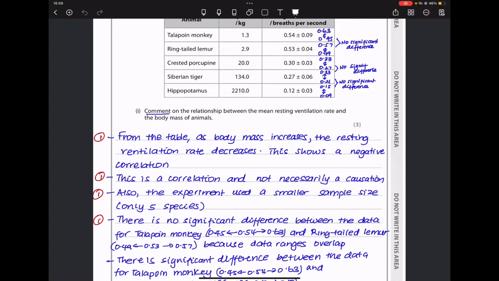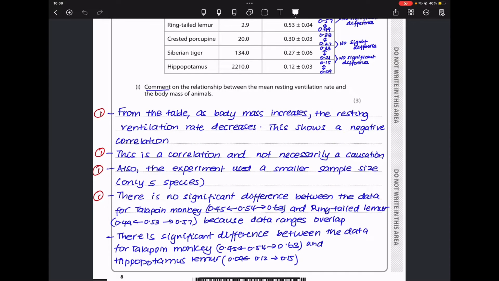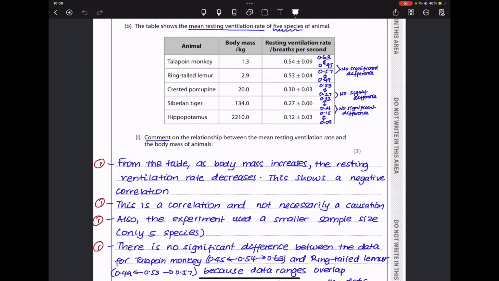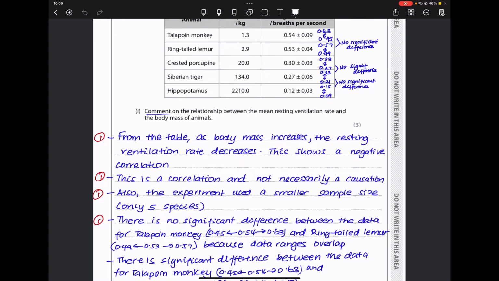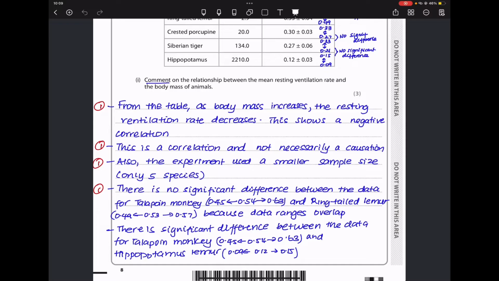So the first question says comment on the relationship between the mean resting ventilation rate and the body mass of animals. Actually, here we see as the mean body mass increases, the resting ventilation rate decreases. So I said from the table, as body mass increases, the resting ventilation rate decreases, and this shows a negative correlation. This is a correlation and not necessarily a causation.